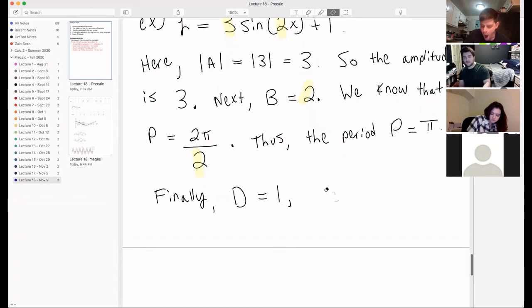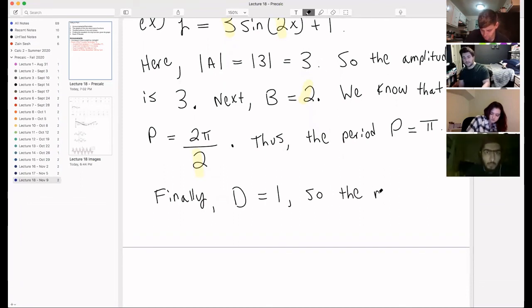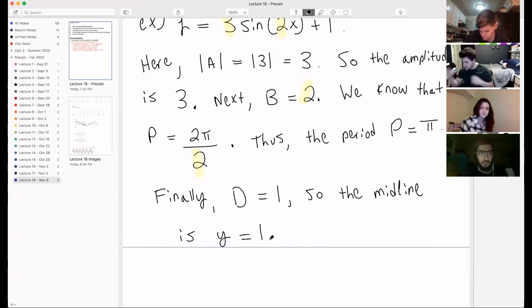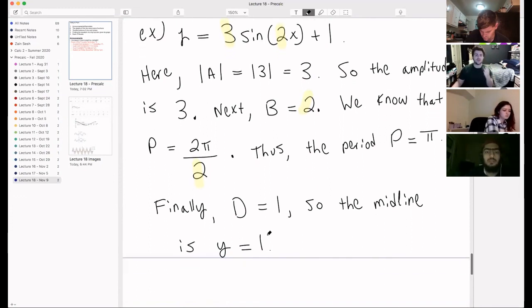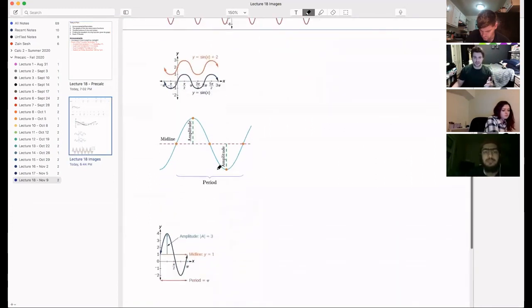D equals 1, so the midline is y equals 1. That's really all you have to do here. Just note there's no horizontal shift, no phase shift. Good. I do have a picture of this graph so we can see what we're looking at.